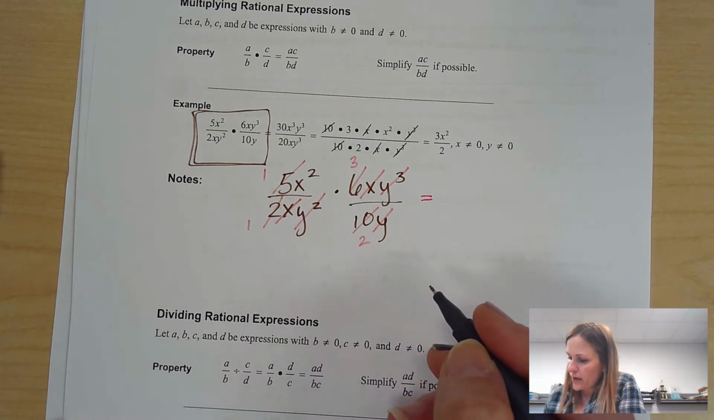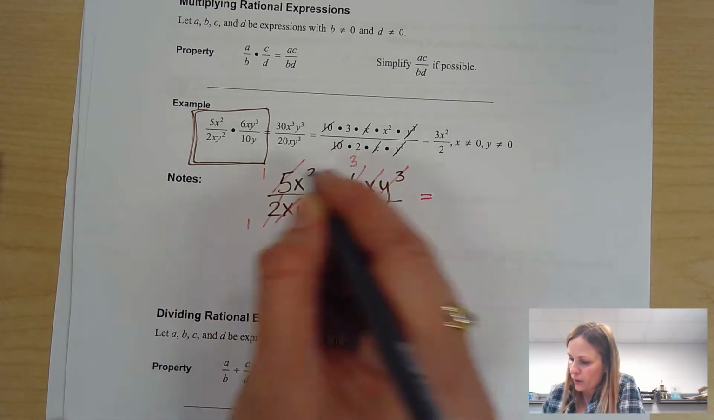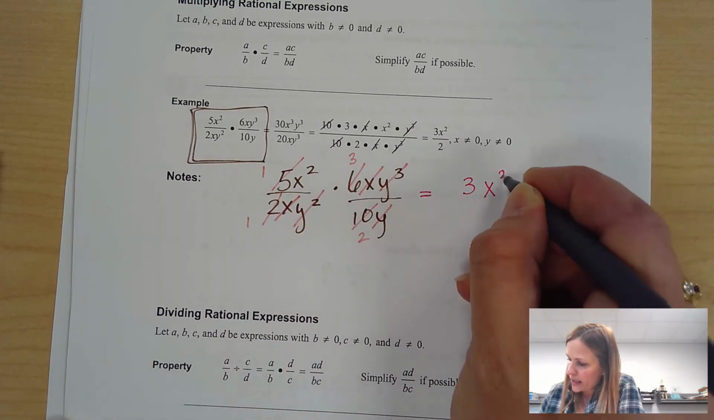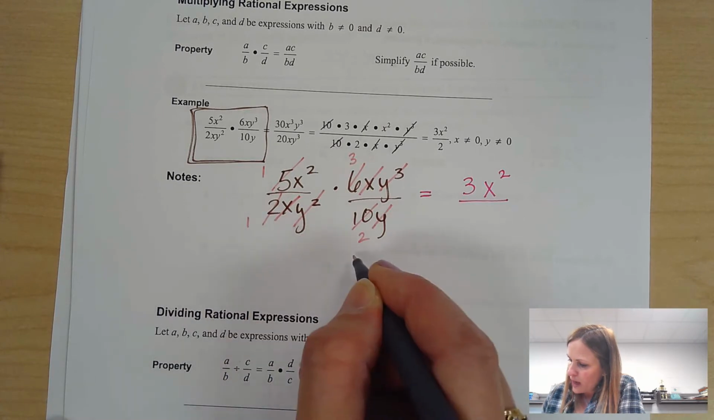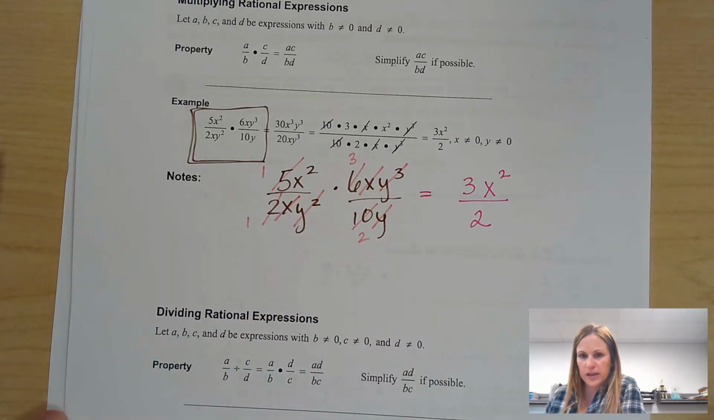So now that I've reduced everything I could possibly reduce, on the top I'm left with, number-wise, a 1 and a 3. And then the only variable I'm left with on top is an x squared. On the bottom, it looks like all of my variables canceled out, and the only thing I'm left with is 2.